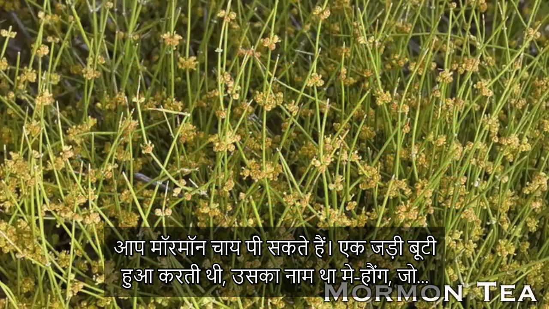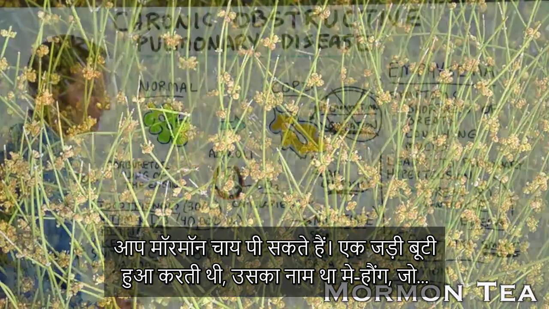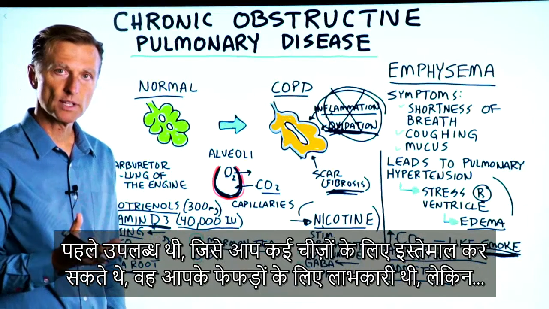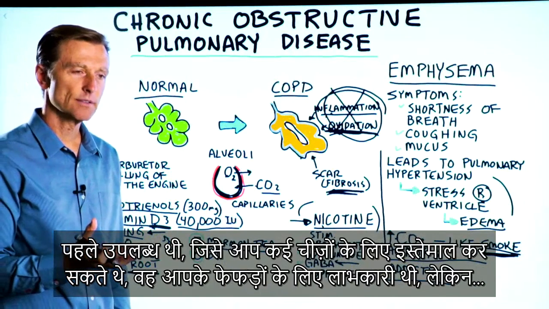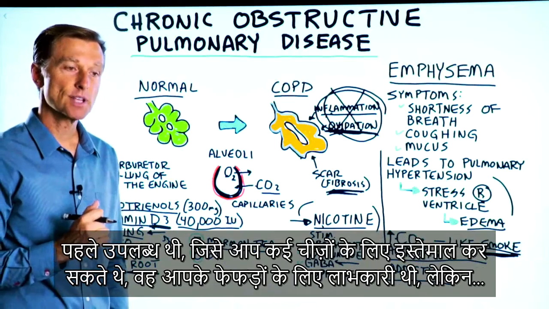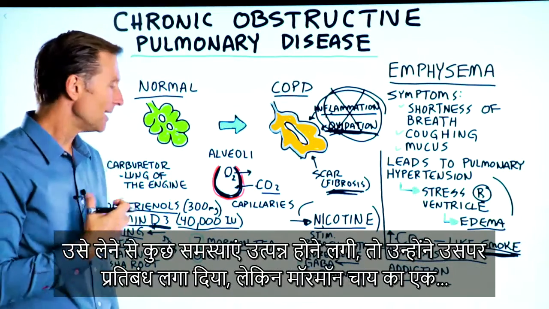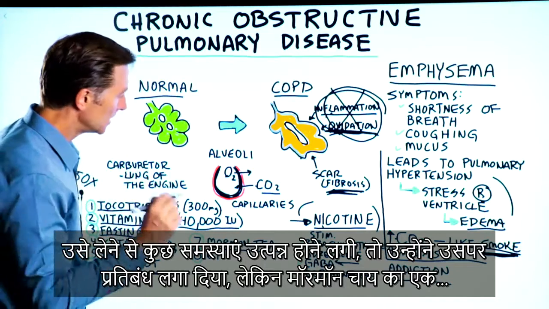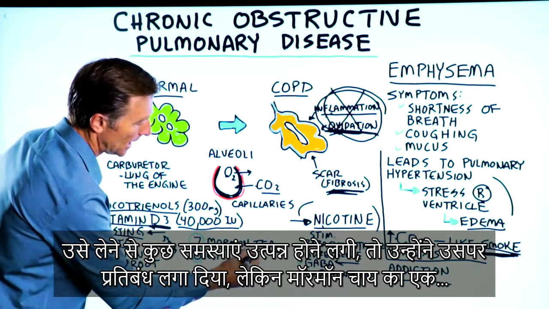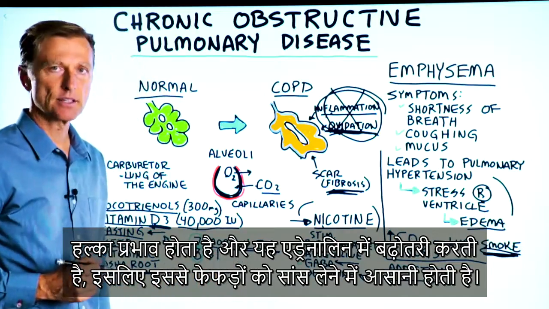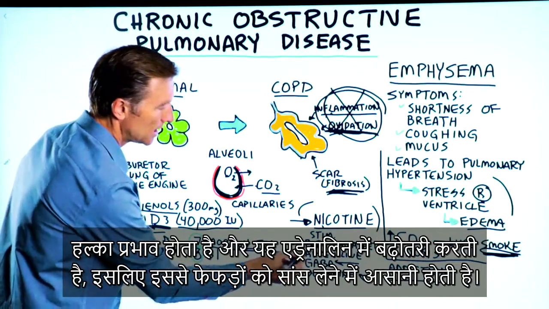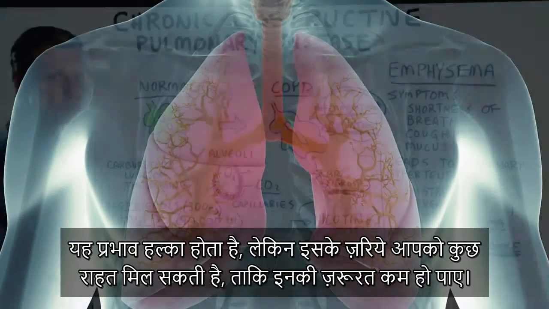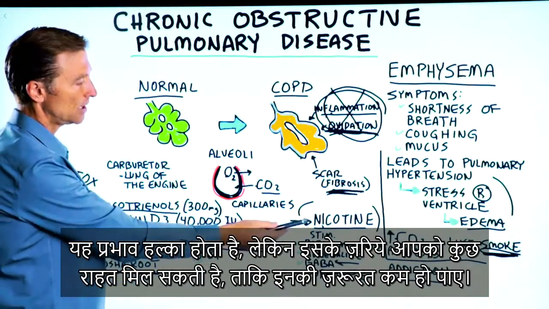There's something called Mormon tea. Now, there used to be this herb called mei hung that was available that you could take for various things. It was actually really good for the lungs, but it created other complications, so they banned it from the market. But Mormon tea has a kind of a mild effect of stimulating adrenaline, so it can actually help open up the lungs. It's very mild, but this could potentially act to give you some relief, so the need for this can go down.